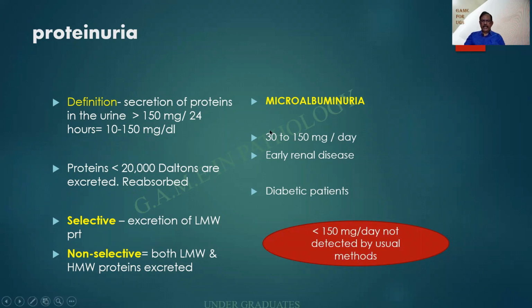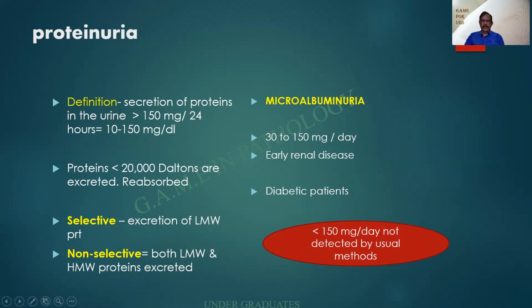Secondly, the proteins with a low molecular weight, they alone are able to permeate the glomerulus and come. The rest are being reabsorbed. This is called selective proteinuria. Low molecular weight proteins alone are being removed. Non-specific, on the contrary, both low molecular weight and high molecular weight proteins are being excreted. So this is important. That means the glomerular function is failing.